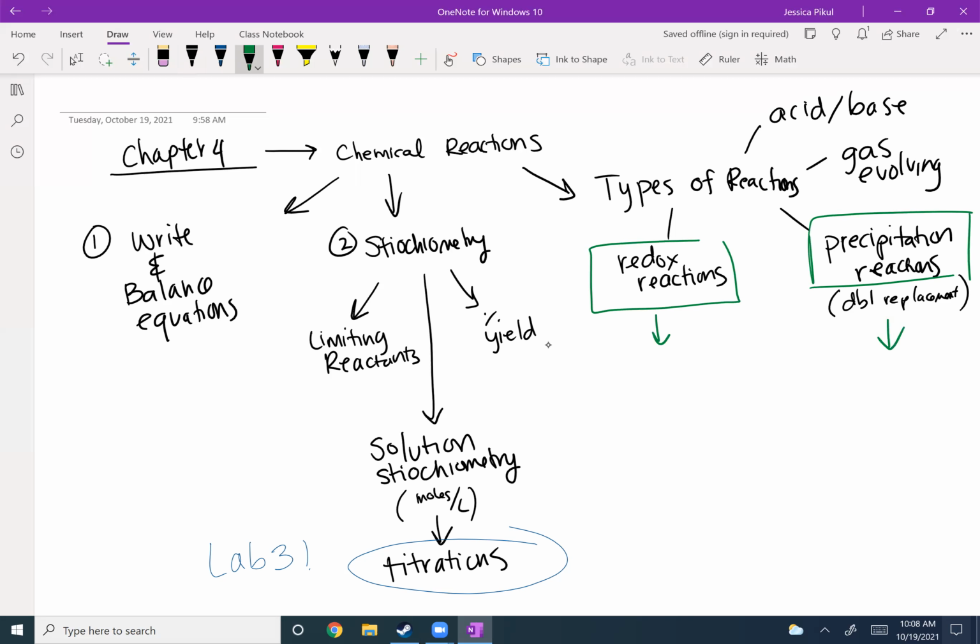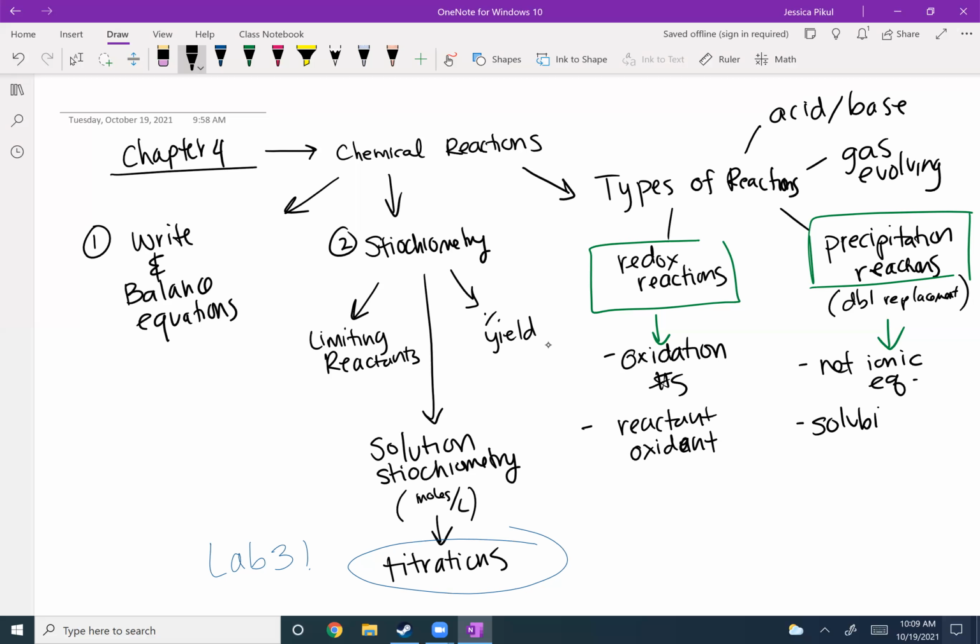So within redox reactions, we have to learn about oxidation numbers, and identify what is a reductant and what is an oxidant. And with precipitation reactions, we're going to talk about net ionic equations and write those, which is just focusing on the things that are changing within the reaction. We also have to review solubility rules. And you'll be predicting products for this one.